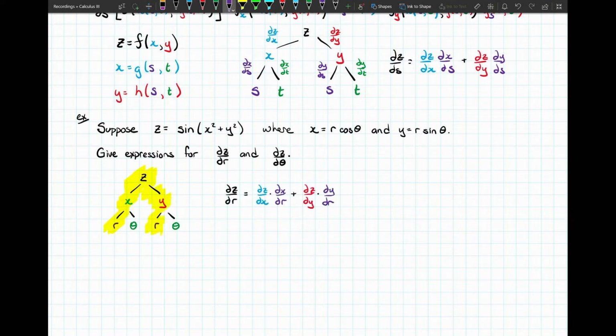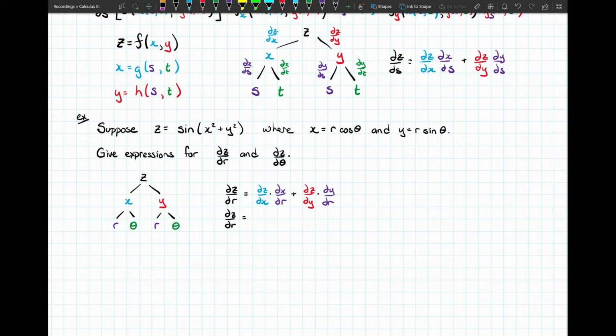And that gives us our chain rule formula. Del z by del r equals del z by del x times del x by del r, plus del z by del y times del y by del r. And at this point in time, we can go ahead and take a look at the functions given and just calculate those partial derivatives.